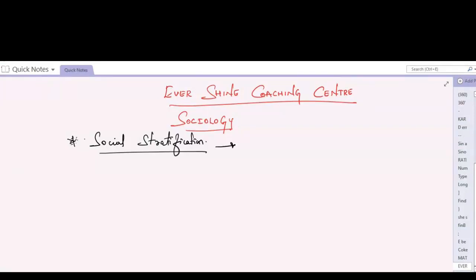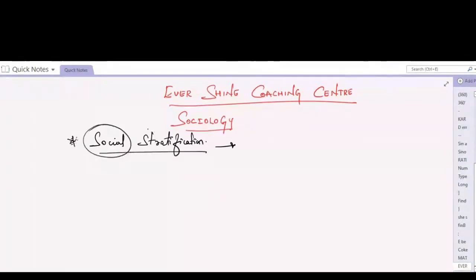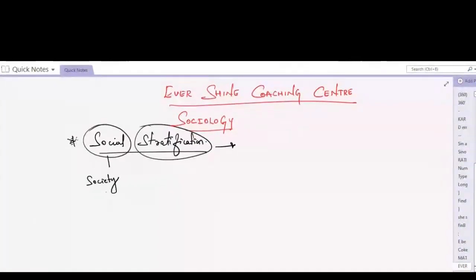Okay, I'll give one. See here. What is the meaning of social stratification? Here we can see two words are there. First word is social, the second word is stratification. Social is nothing but our society. Social means our society, the place where we are living, with the people with whom we play the major role.